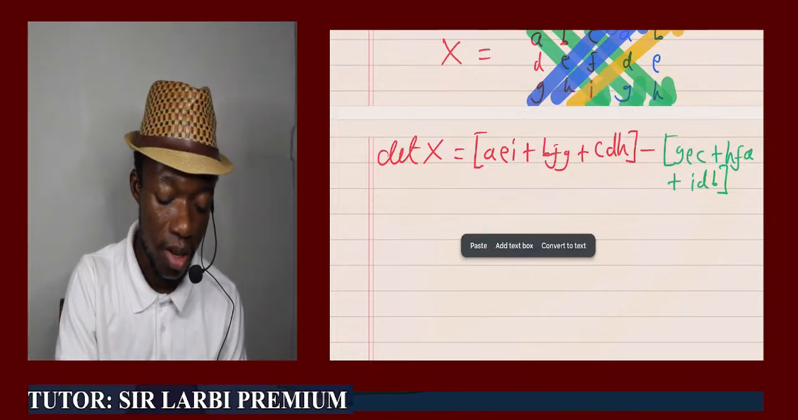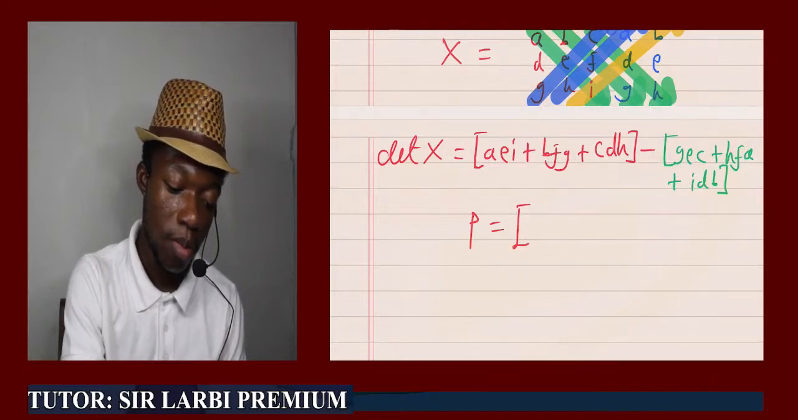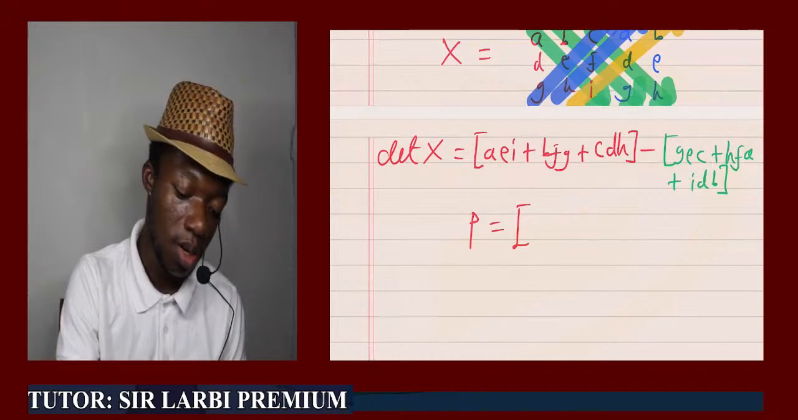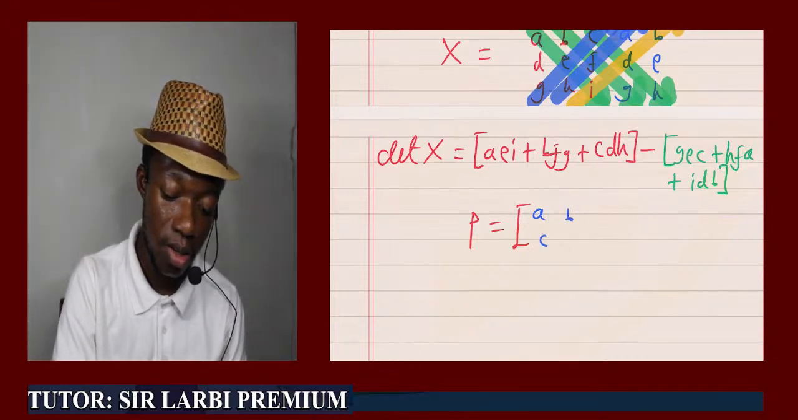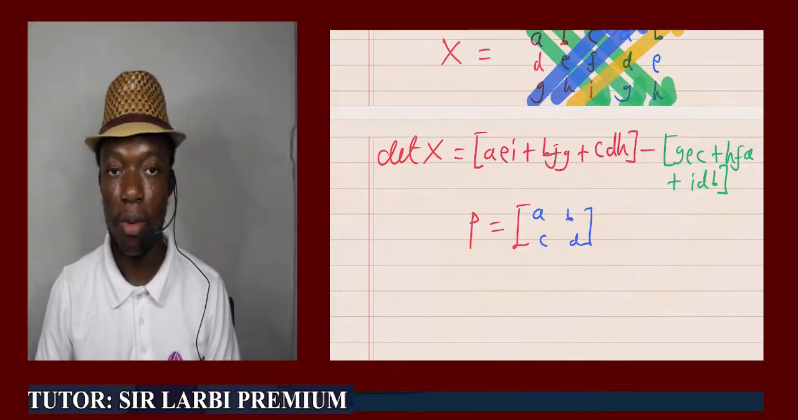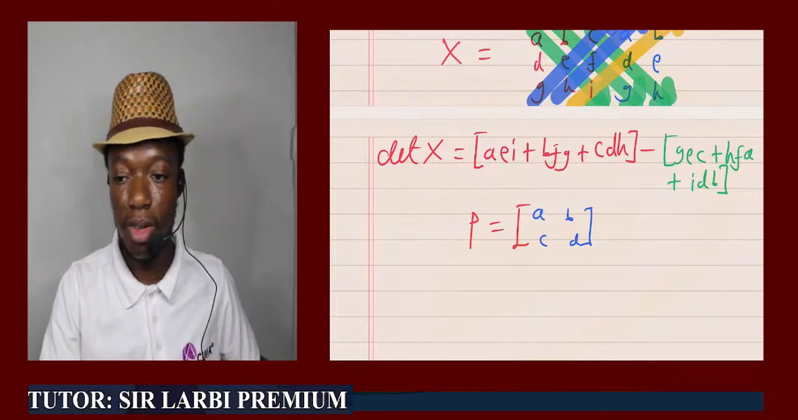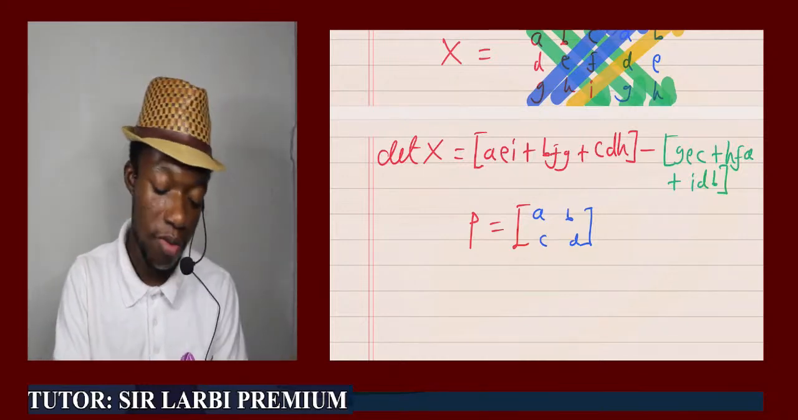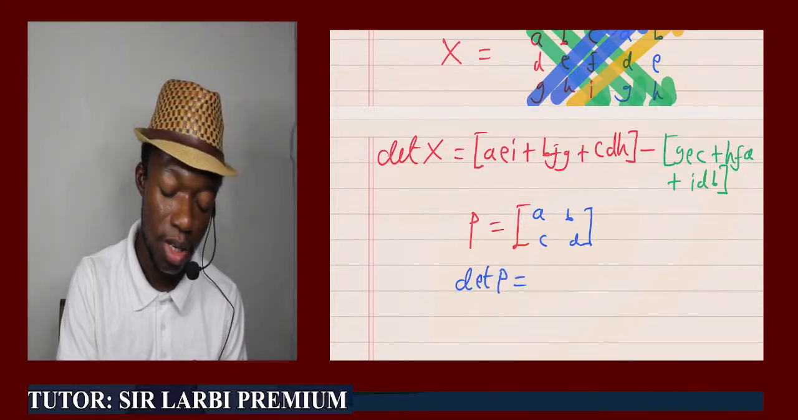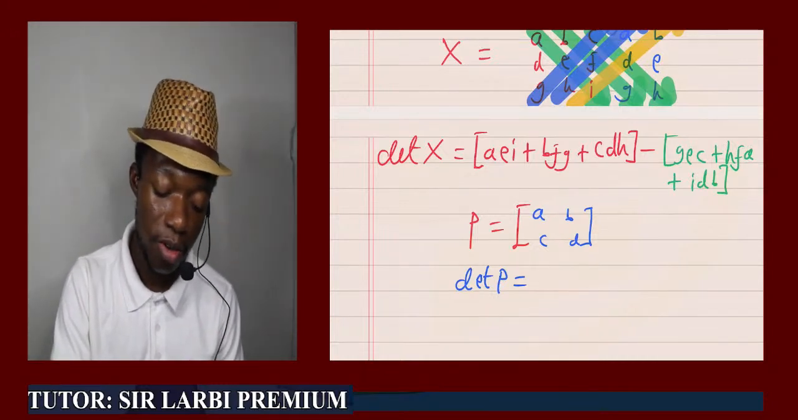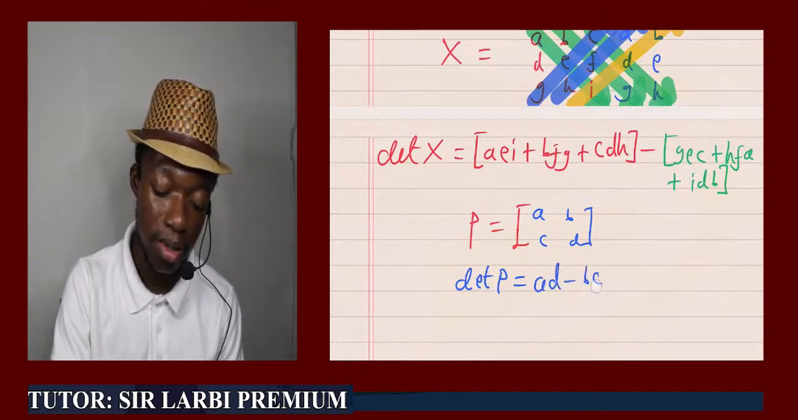So let's say I have a matrix P equal to A, B, C, and D. I'm asked to find the inverse of matrix P. Before you can find the inverse of any matrix, you must first find the determinant. So how do you find the determinant? We say that the determinant of P should be equal to, as usual, the product of the downward compared with the product of the upward. So we have AD minus BC.